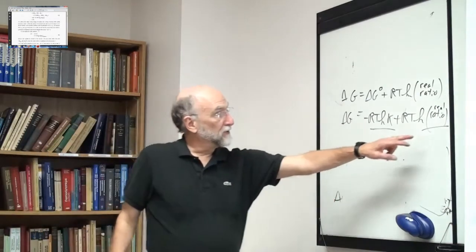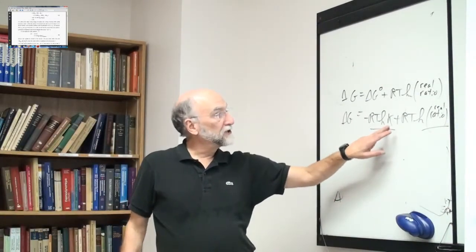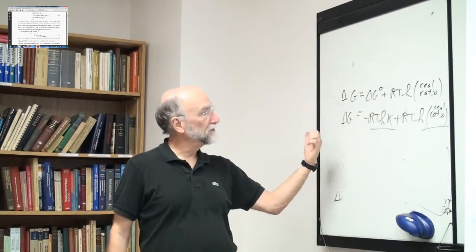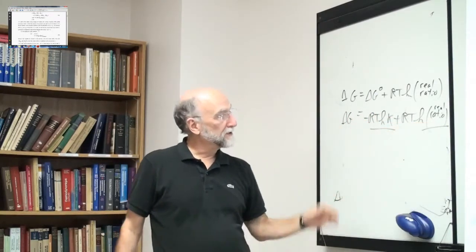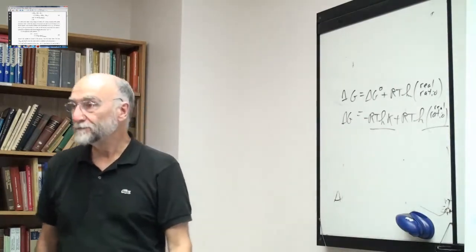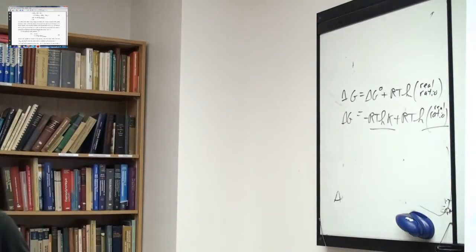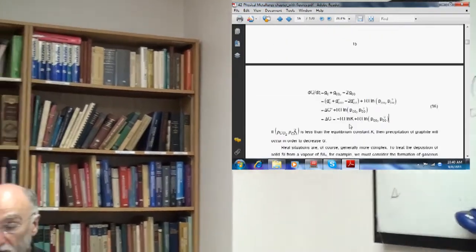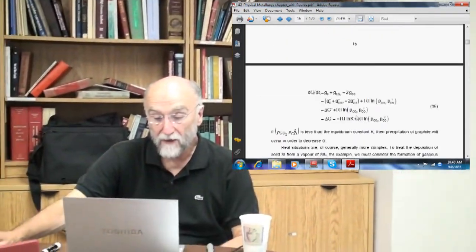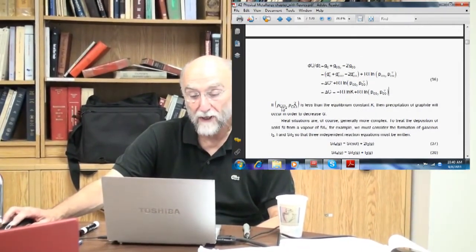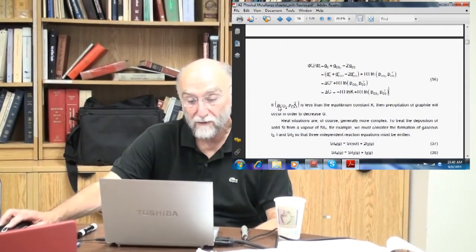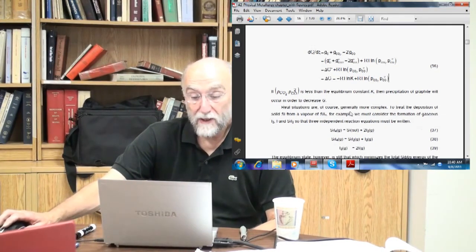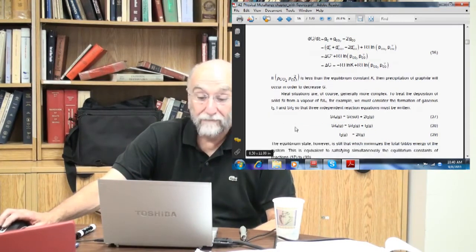If the real ratio is greater than the equilibrium ratio, delta G will be positive and the reaction will go to the left. If the real ratio is less, then the reaction will go to the right. So when I write the same thing here, the carbon doesn't figure in it, but if the real ratio is less than the equilibrium constant, then the precipitation will occur in order to decrease G.